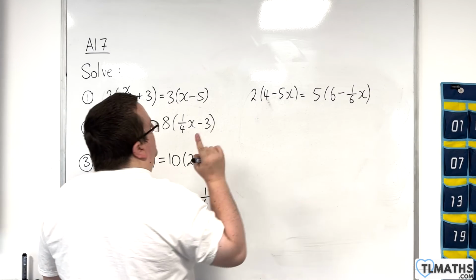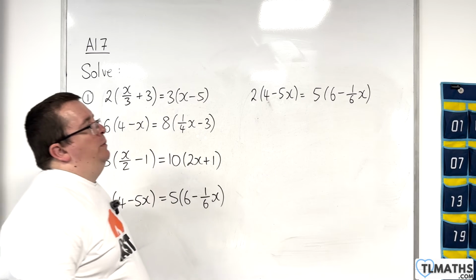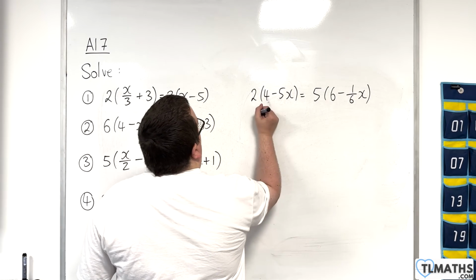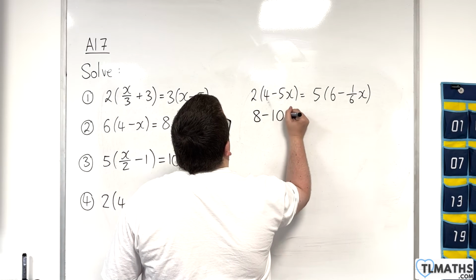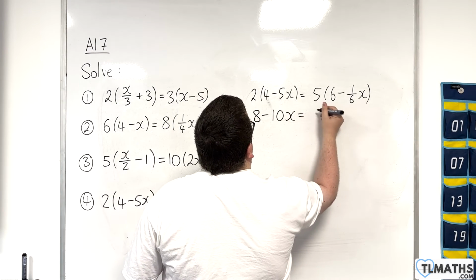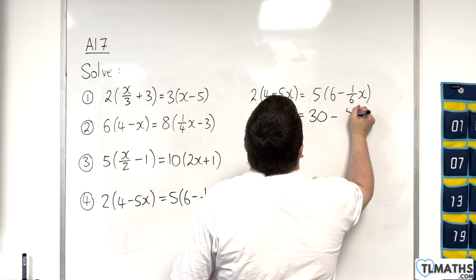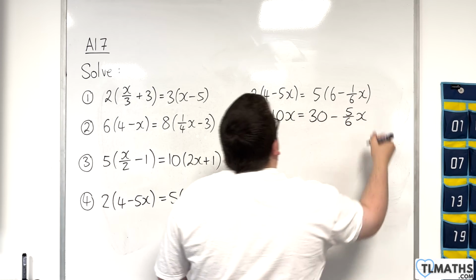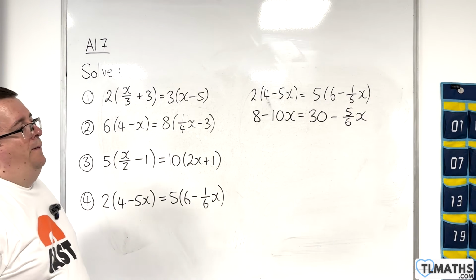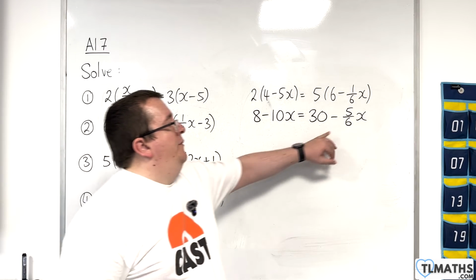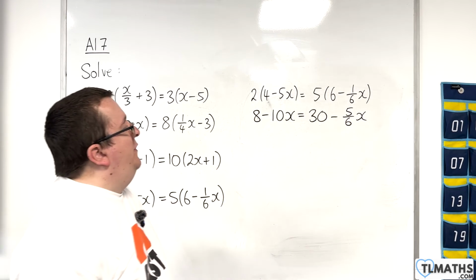Okay, so first off, 2 and 5 don't have any common factors. So we're going to have to go straight into expanding the brackets out. So we're going to get 8 take away 10x is equal to 5 times 6 is 30, then 5 times minus 1/6 is minus 5/6 x. Okay, so next thing, let's get rid of the fraction here by multiplying through by 6.